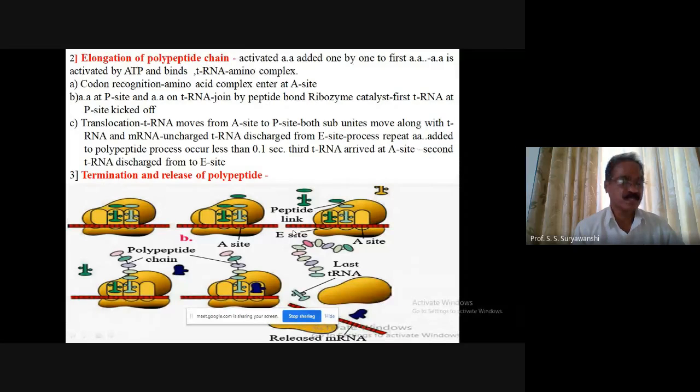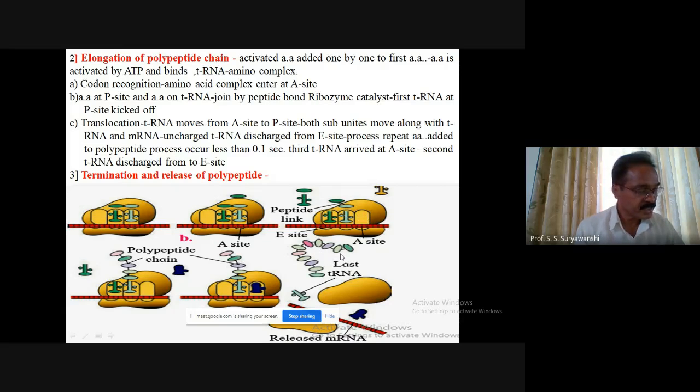This is essential for the completion of the process of polypeptide chain or protein synthesis. They are present at both ends, that means the UTR is present at the 5 end as well as the 3 end. These are essential for the completion of the process, that is, for efficient translation.